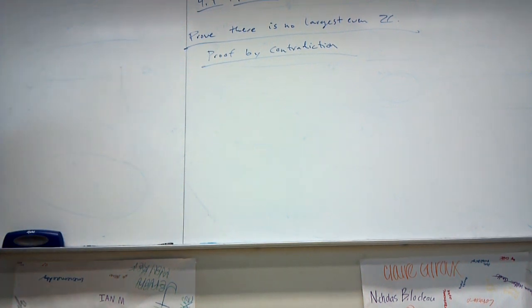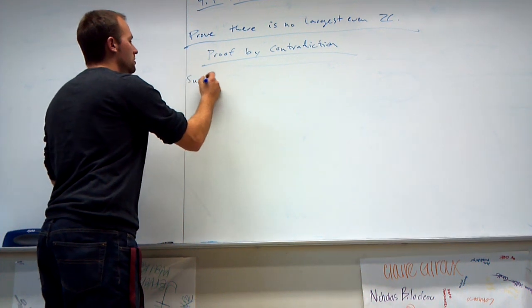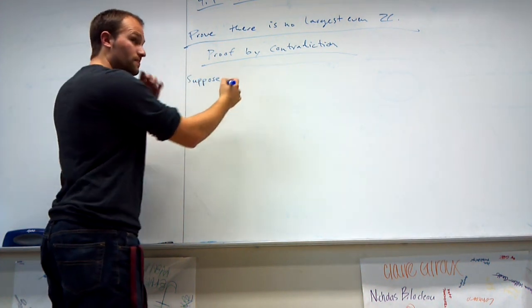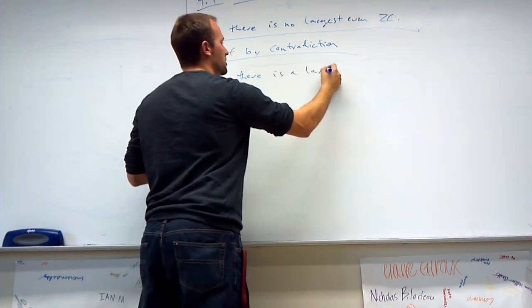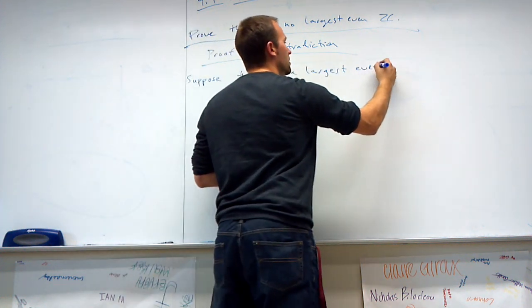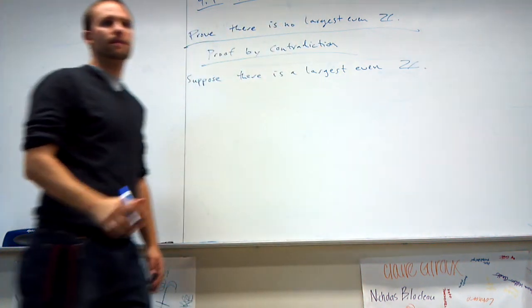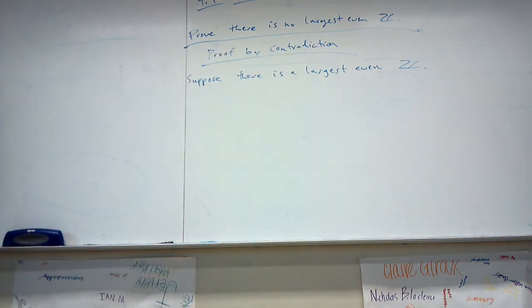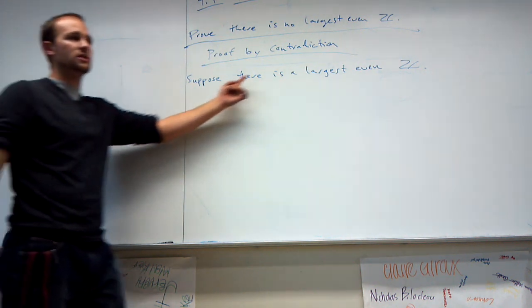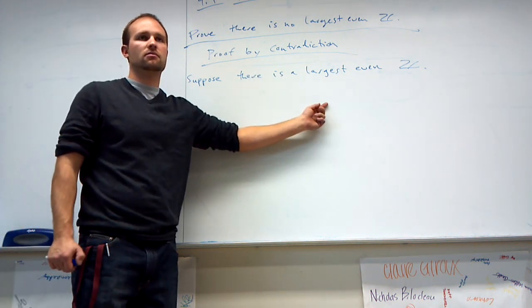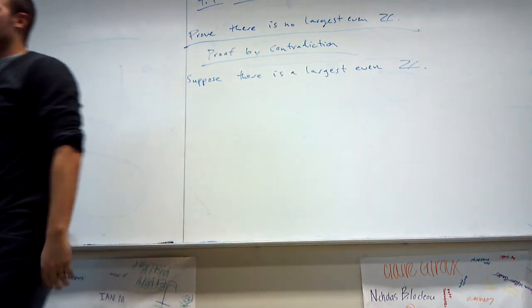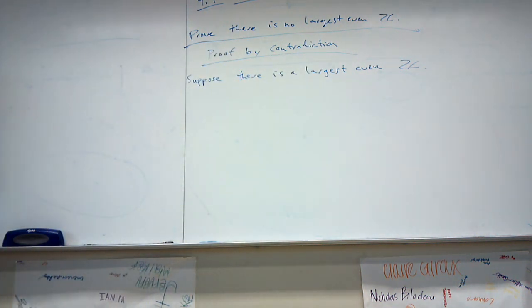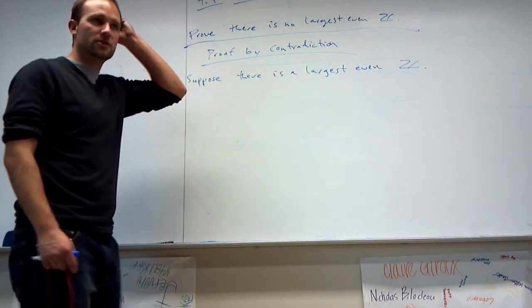Okay, so we are going to suppose there is a largest even integer. This is how we start all of the contradiction proofs. Suppose the opposite. This is what we wanted to prove, so suppose it's the other way around. There's only 2 options. It's either there is a largest or there isn't a largest. So suppose there is a largest even integer.